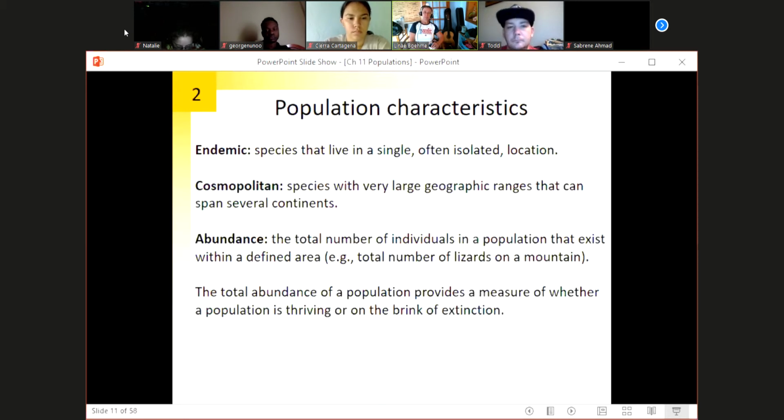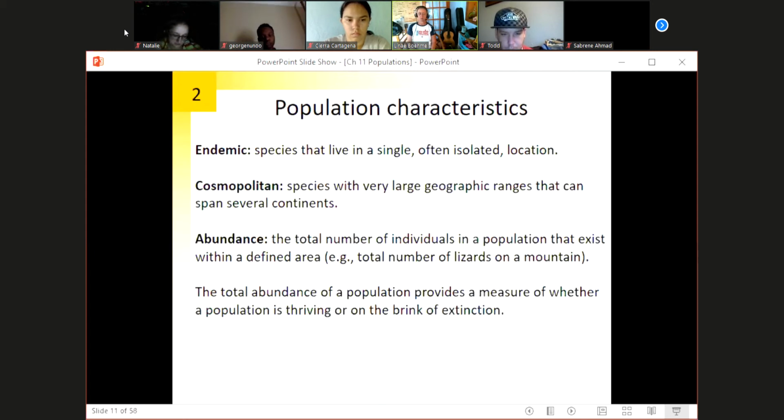One of the things we're really interested in with populations is how many there are. What is their abundance? So how many individuals in that population are living in this area? So they're talking about the total number of lizards on a mountain, but you can think about it as like how many squirrels live on the Clearwater campus of SBC. How many squirrels are there, right? So the total abundance of the population gives us an idea of how much of the resources they're utilizing. Is a population thriving, or is it going to be on the brink of extinction? Because you're looking at how many critters are there. And it's a sweet spot.